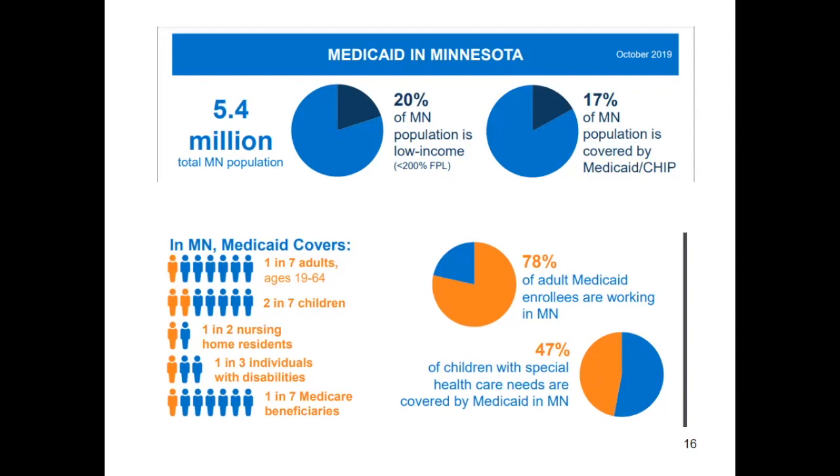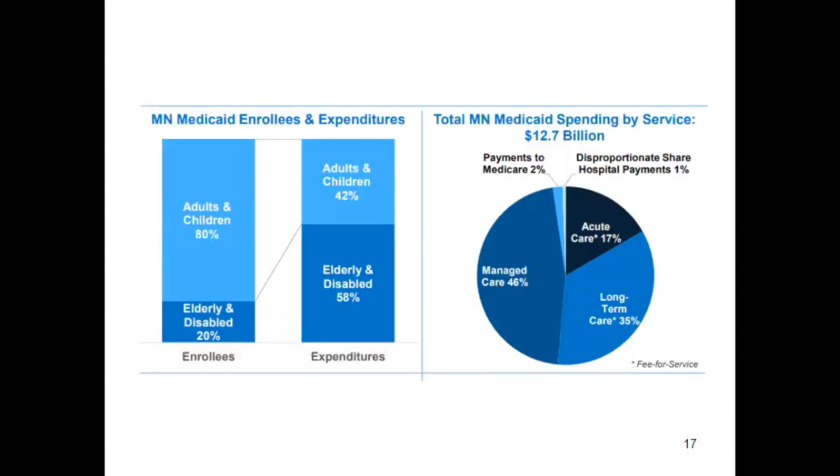Here's a KFF infographic that I got on Medicaid in Minnesota. You can see about 20% of the Minnesota population is low income. And most of those are covered by Medicaid or the Children's Health Insurance Plan, which is sort of Medicaid for kids. It also shows who it covers. And like nationally, most of the enrollees in Minnesota are adults and children, and the minority are elderly and disabled, but they use a disproportionate share of the Medicaid dollars. The majority of those dollars are used by older adults and by people who are chronically disabled. Much of that spending you see on the right goes to long-term care.